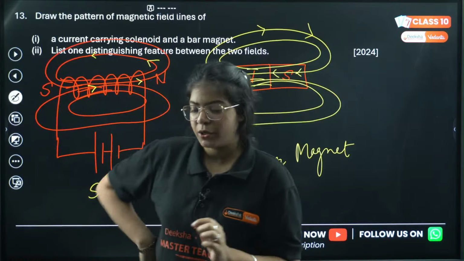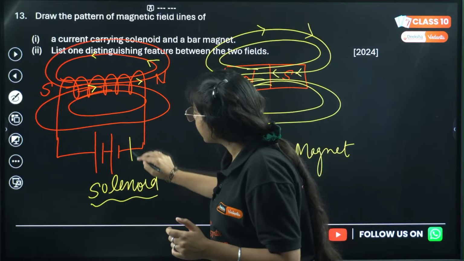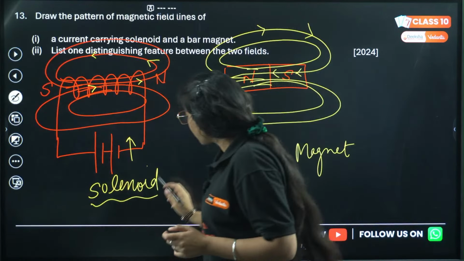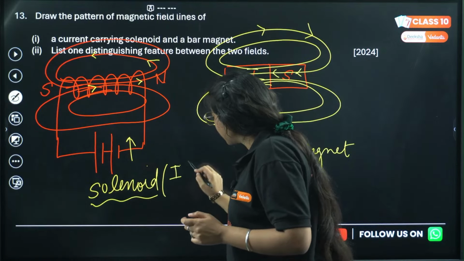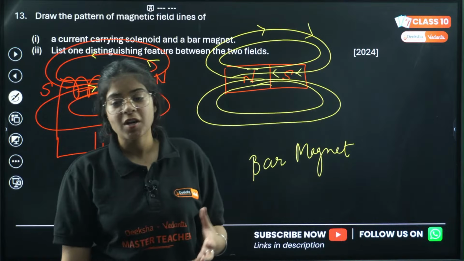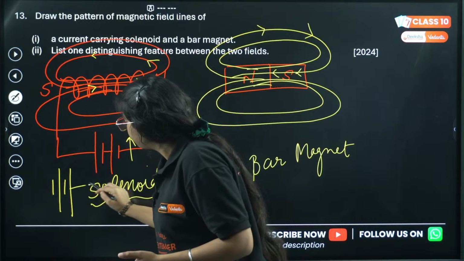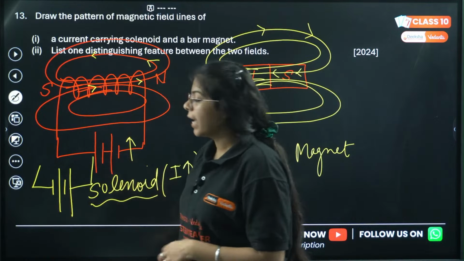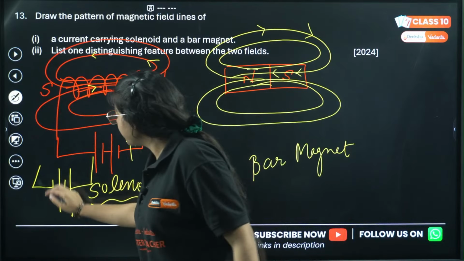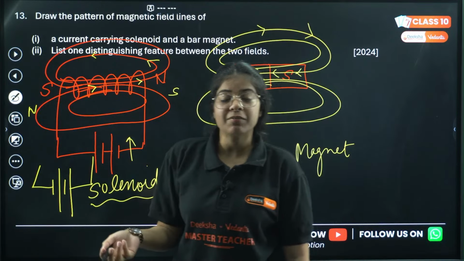It can change in a solenoid, correct. So in a solenoid, if I increase the current, the strength of magnetic field lines can change. If I reverse my battery, if I place my battery like this, the polarity of the magnetic field can change, correct. Now this will be north and this will be south, so the direction of magnetic field lines will change.